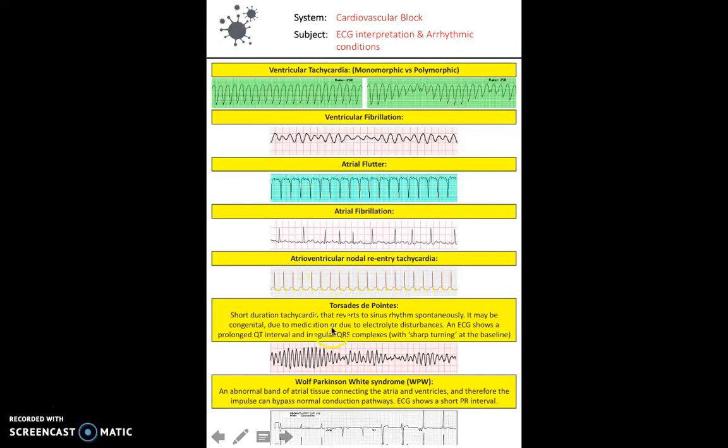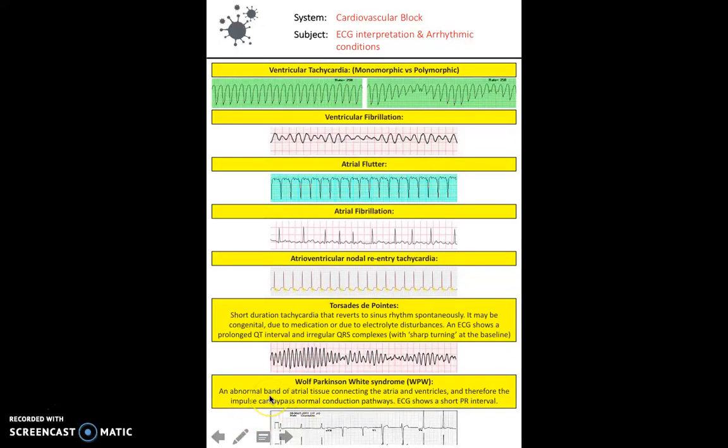Torsades de pointes is a condition you should be aware of. It's a short duration tachycardia that can revert to sinus rhythm spontaneously. It could be congenital or due to medication, and an ECG will show a prolonged QT interval and irregular QRS complexes, which have a sharp turn at the baseline, hence the meaning of torsades de pointes, turning of the points. Wolff-Parkinson-White syndrome is another condition to be aware of.